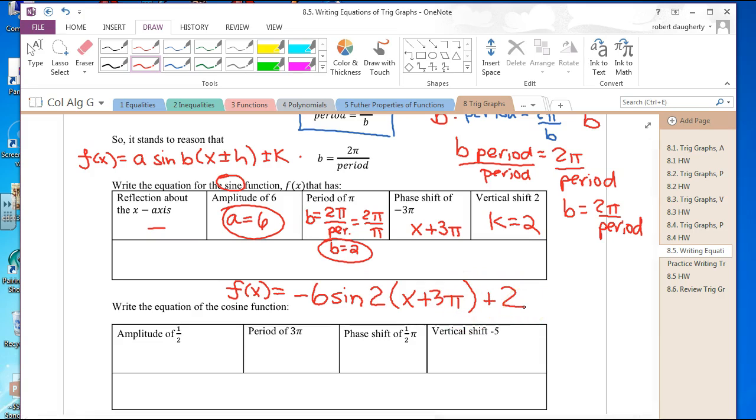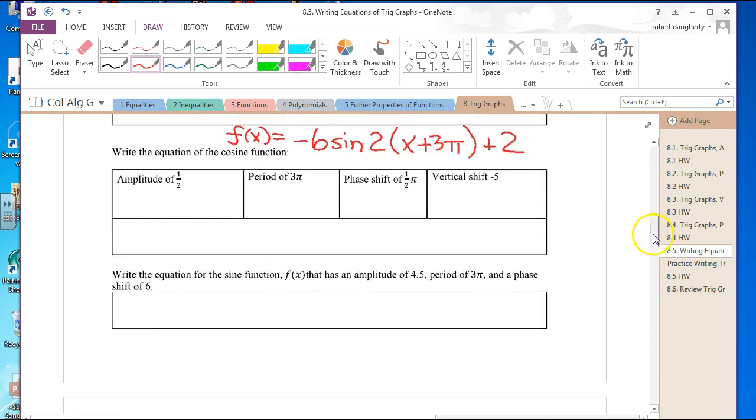So this is just doing in reverse what we did yesterday. Yesterday I would give you this, and you would have to tell me the amplitude is 6. The period is 2 pi over 2, which is pi. The phase shift is negative 3 pi to the left, and the vertical shift is 2 up. You had to give me all this information and graph it. Now we're doing that process in reverse. I give you the descriptions, you give me back what the function is.